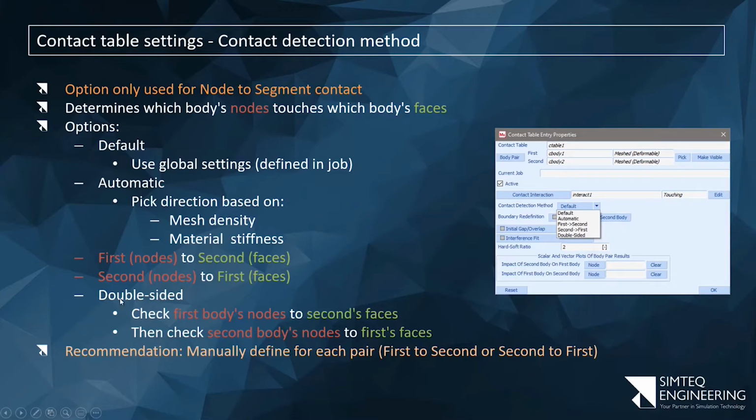Okay, then getting back to the last option, double-sided. So it first checks the first body, in other words, that body against this one, and then checks it in reverse as well. And at first glance, that sounds like a good idea. In practice, it's not. So especially if your first body is the coarser mesh, then I'll take the nodes of the first, check it against the second, and then reverse.